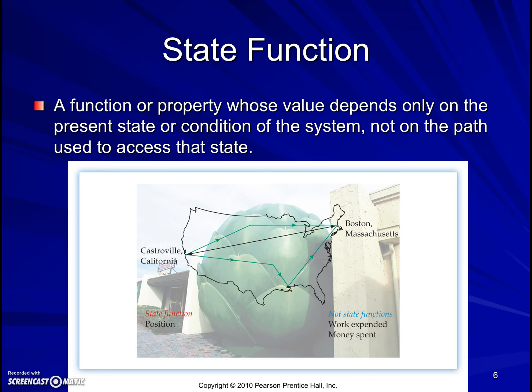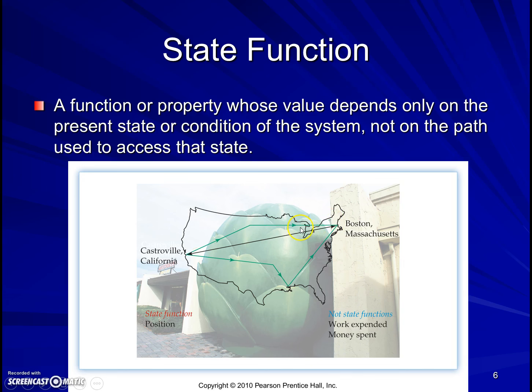Now, a state function is a property or a function whose value depends only on the present state or the condition of the system, not on the path to access that state. So for example, if you live in Boston and you're going to travel to Castroville, California, that's about 3,000 miles from home. How far you are from home is a state function. It doesn't matter how we got to Castroville. We are 3,000 miles from Boston.